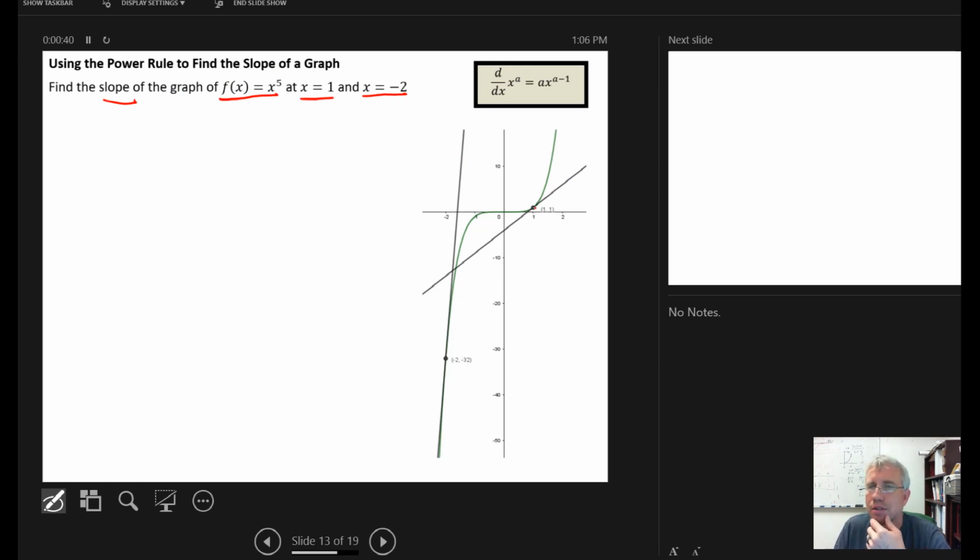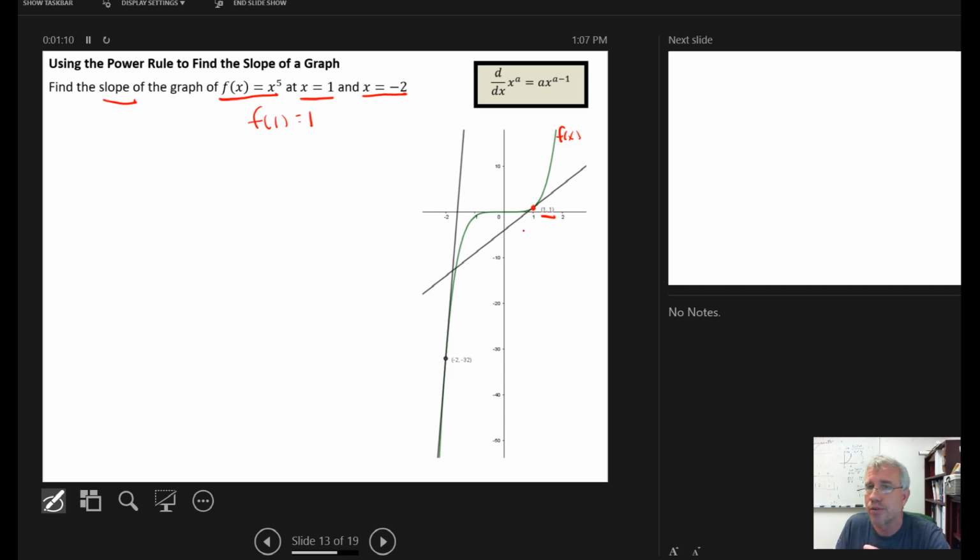And the key idea here is that if you have a graph, the slope of the line that's tangent to the graph at a point is the slope of the graph at that point. So for example, when x is equal to 1, we can plug 1 in. We get f of 1 equals 1 to the fifth power, which is just 1. So the ordered pair (1, 1) is on the graph of f of x. And at that point on f of x, there is a tangent line. And the slope of that tangent line is the same as the slope of the graph at that point.